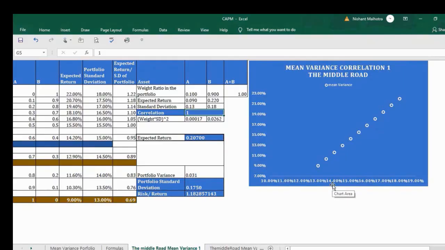When you are looking at this, what is the output? The output is I want an expected return. And what is the input which you want to control through the portfolio? Are you mixing up two assets?